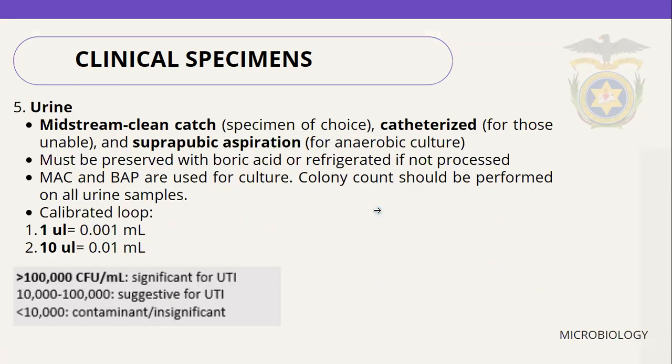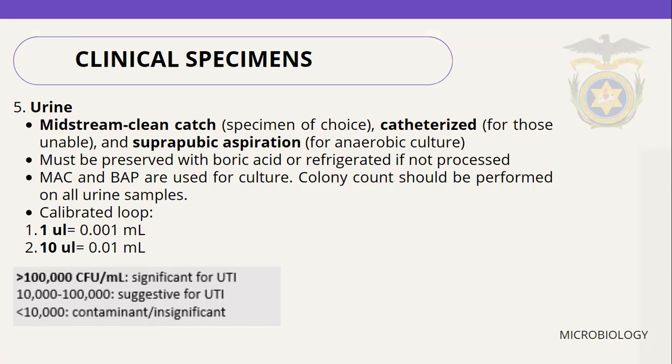Next, let's proceed to our urine. Midstream clean catch is the specimen of choice when we collect urine samples for culture. Catheterized specimens are for those unable to do a midstream clean catch, and suprapubic aspiration is for anaerobic culture. Urine must be preserved with boric acid or refrigerated if not processed. MAC and BAP are commonly used for culture, and colony count should be performed on all urine samples.